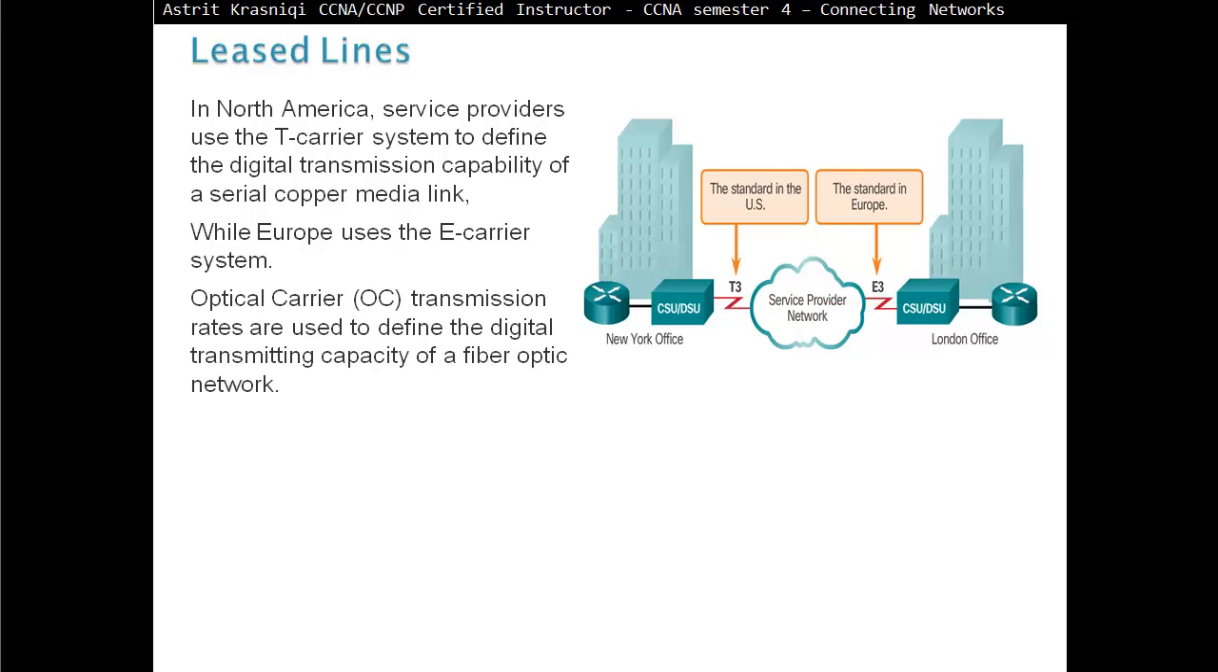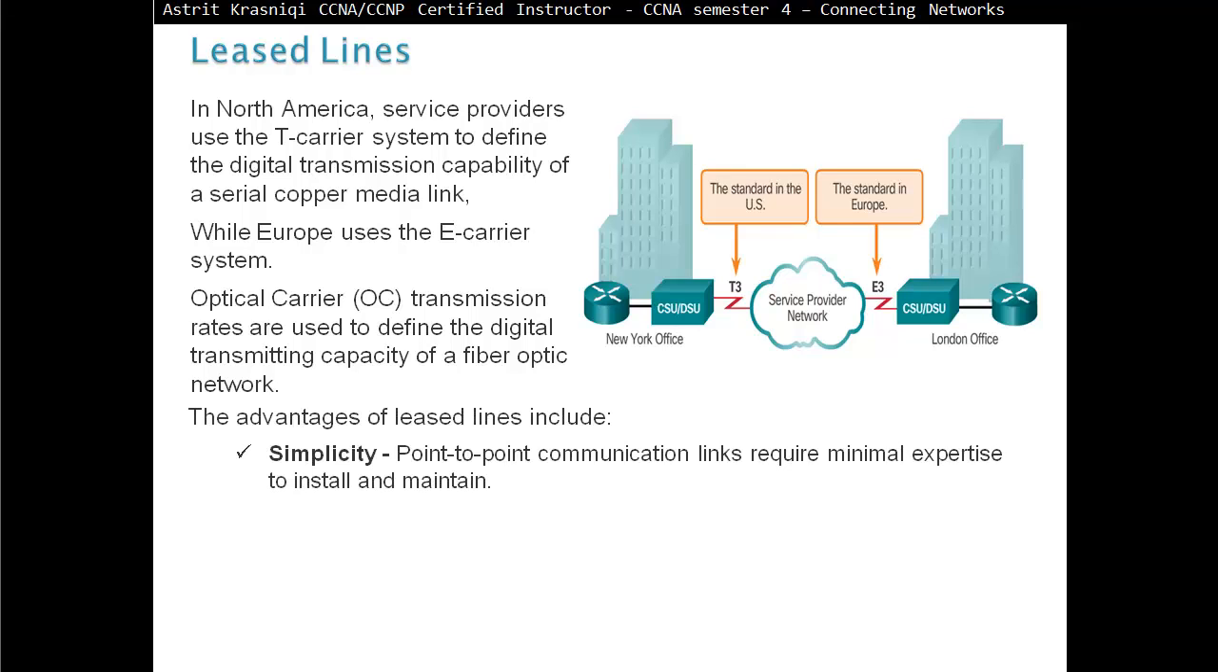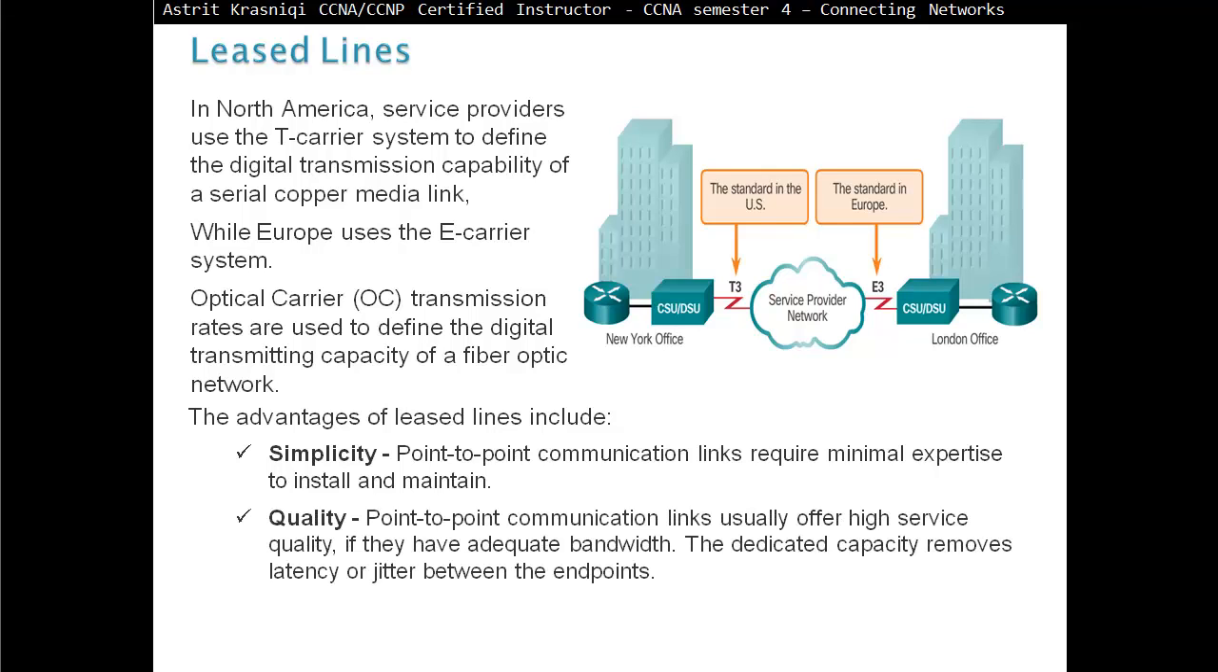Optical carrier, or OC for short, transmission rates are used to define the digital transmission capacity of a fiber optic network. The advantages of leased lines include simplicity. Point-to-point communication links require minimal expertise to install and maintain. Quality. Point-to-point communication links usually offer high service quality if they have adequate bandwidth. The dedicated capacity removes latency or jitter between the endpoints.